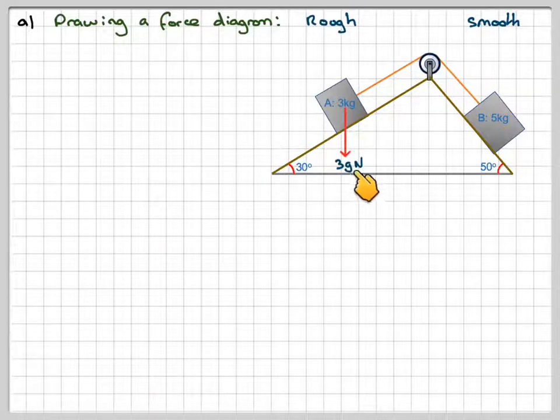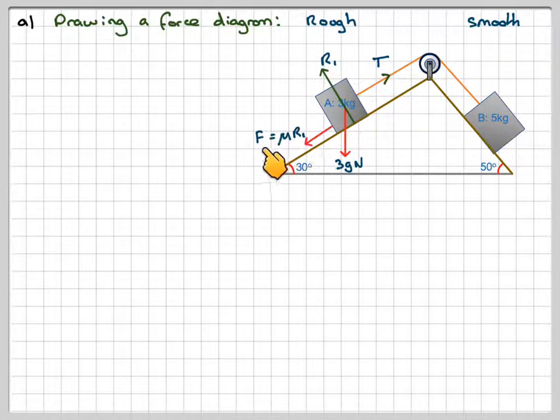Okay, so we've got the weight acting downwards on this block here, so it's 3g newtons. We've got the normal reaction, which I'll call R1. We've got the tension in the string, and because it has a tendency to move this way, there will be a friction force, which is F equals mu R1.